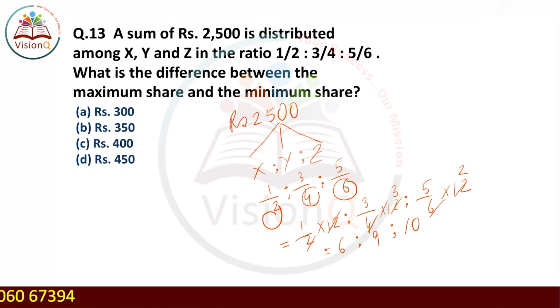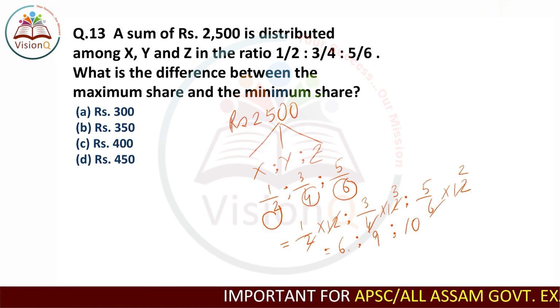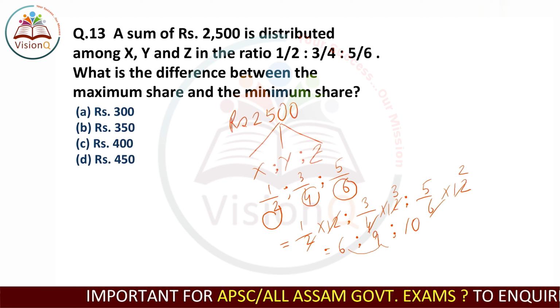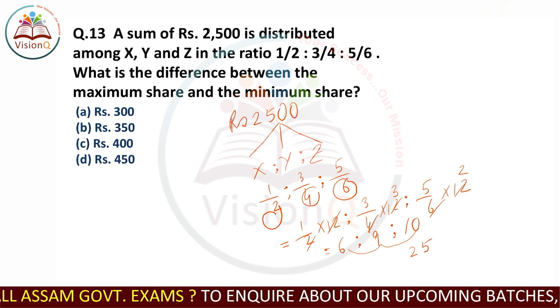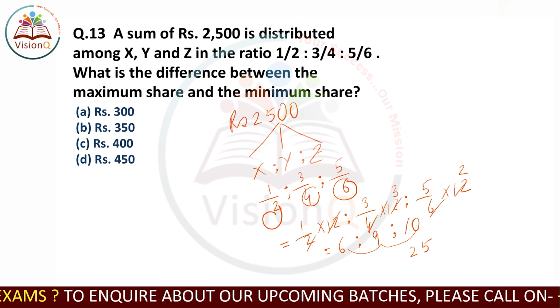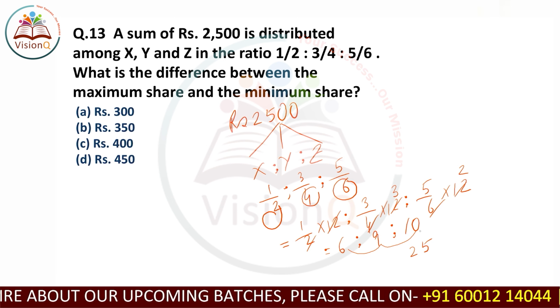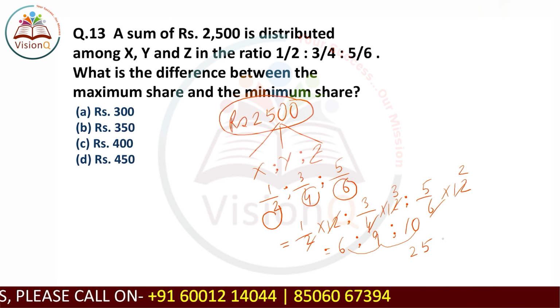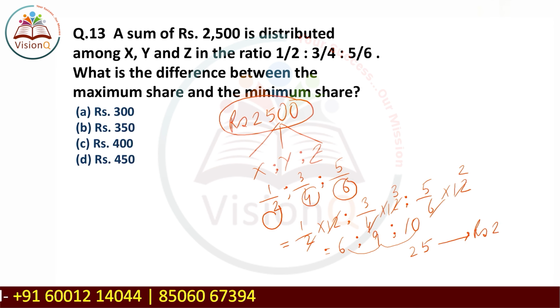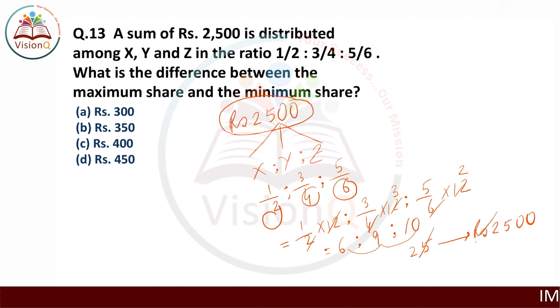Now this amount is to be divided among these 3 persons X, Y, Z in the ratio of 6 is to 9 is to 10. That means if I add these three values, 6 plus 9 plus 10, it becomes 25 as per ratio. That means all these three will get 25 as per ratio. But in the question, total sum is rupees 2500. So 25 will represent rupees 2500. So from this I can find what is 1. So 1 represents rupees 100.